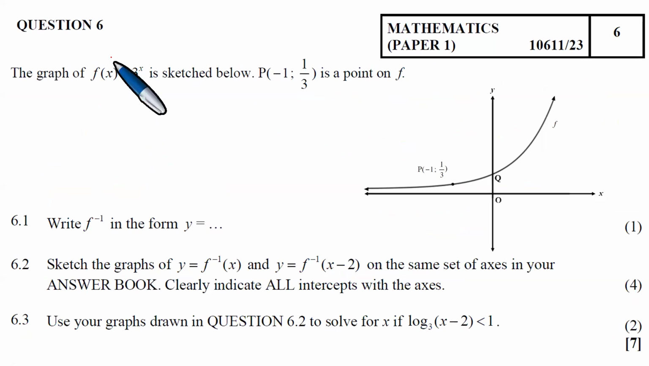The graph of f of x equals 3 to the power x is sketched below. The point P has the coordinates minus 1 and 1/3, and is a point on f. Write down f inverse in the form y equals something.